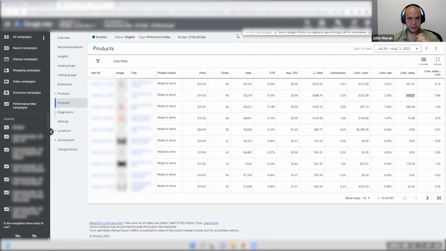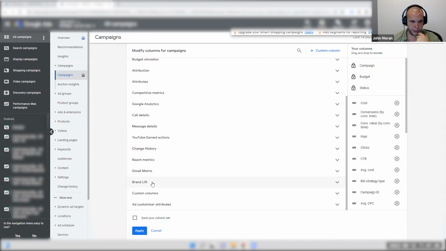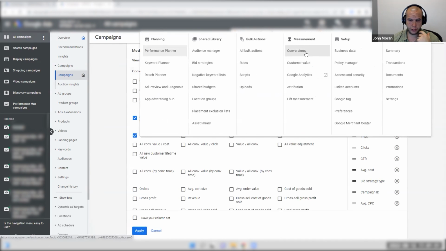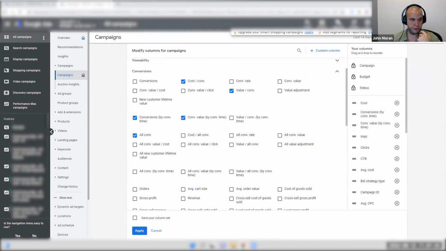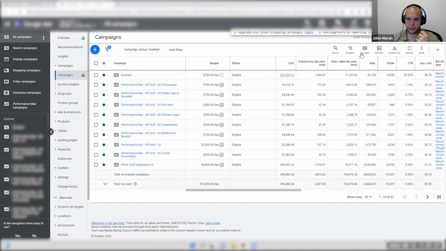A quick way to do this, can I close that out? There we go. A quick way to do this is I always like to do a value per conversion, which is essentially the average order value. So if you go into the columns here, let me go back as I'm trying to do more instructions here. So the way, let me redo this for the video.